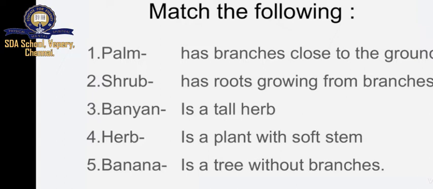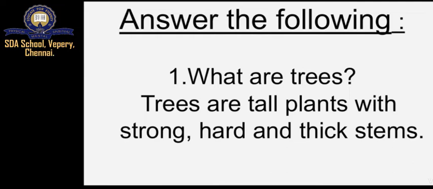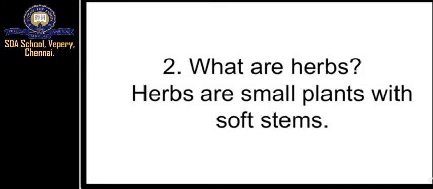Okay, let's move on to answer the following. First question, what are trees? I taught you already. What are trees? Trees are tall plants with strong, hard and thick stems. You are correct, children. Second question, what are herbs? Herbs are small plants with soft stems.